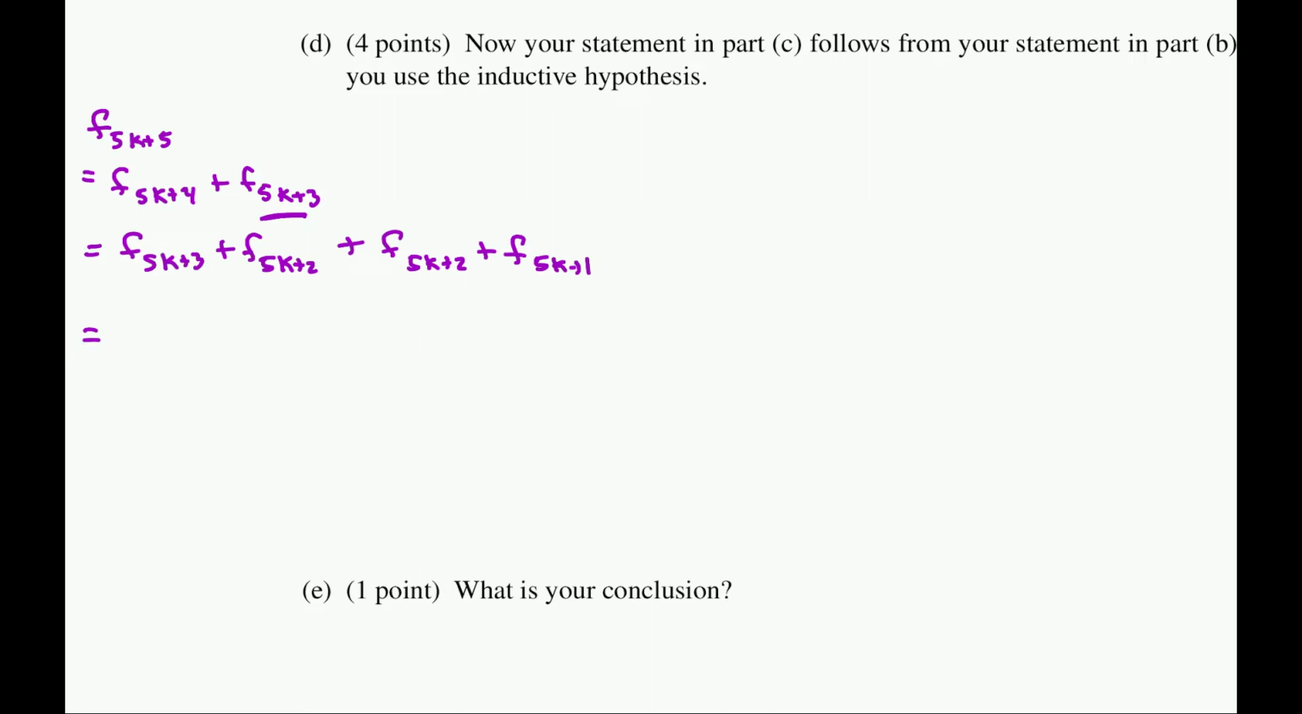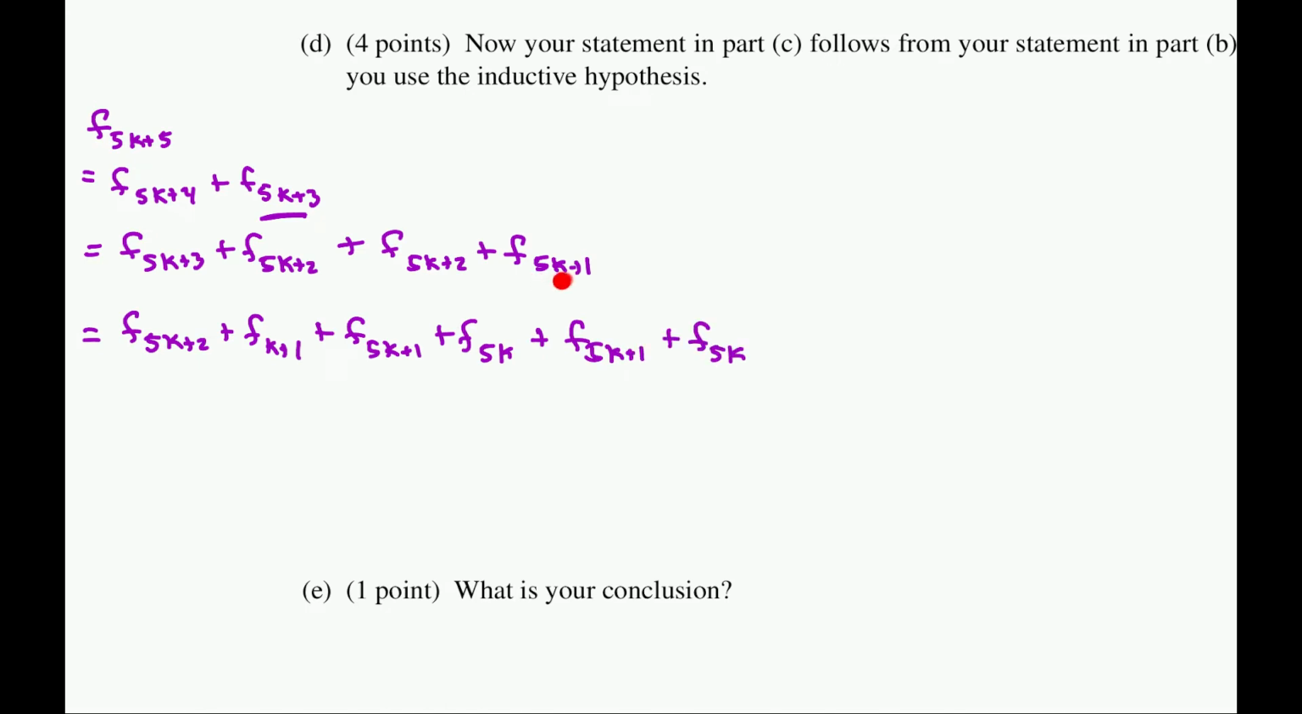Of course, this f(5k+3) can be broken apart into f(5k+2) and f(5k+1). This f(5k+2) would break apart into f(5k+1) and f(5k). Hey, we're getting there. We have another f(5k+2), so we could have done them both at the same time, but we didn't. So I'll have to write it again: f(5k+1) and f(5k).